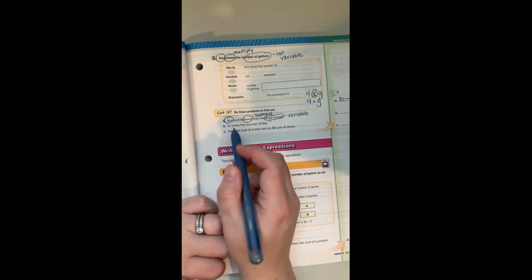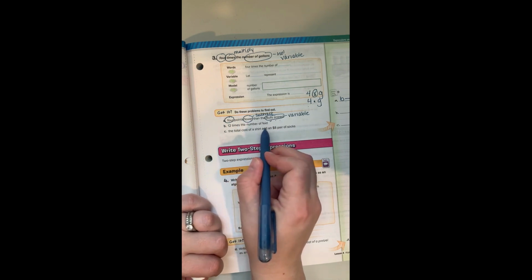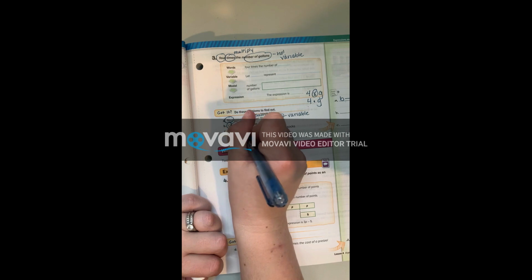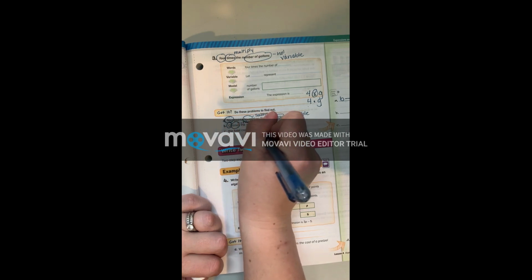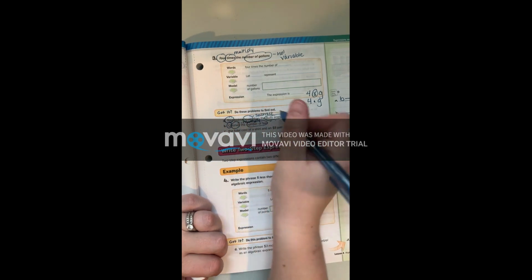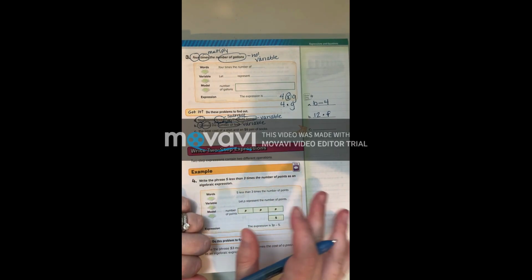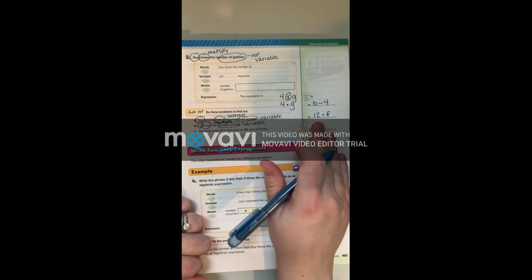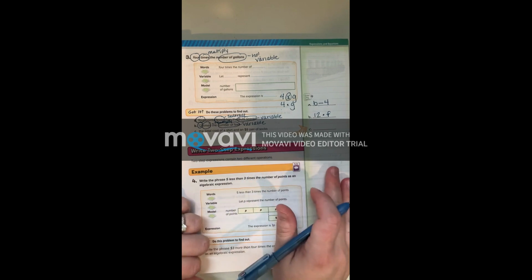So let's look at letter B. 12 times the number of feet. So 12, okay, times, that tells us to multiply the number of feet. Do we know the number of feet? Nope, that is our variable, okay? So 12 times the number of feet. Now, you're not solving any of these because they're not telling us what the variables are worth. So all we're doing is writing the expression. That's what this whole lesson is for.